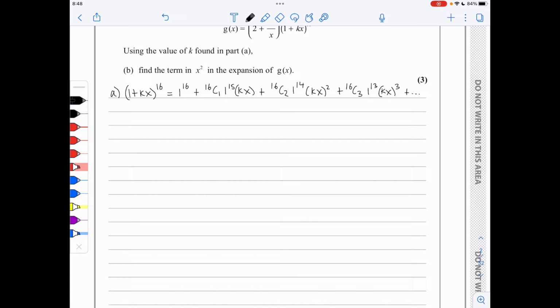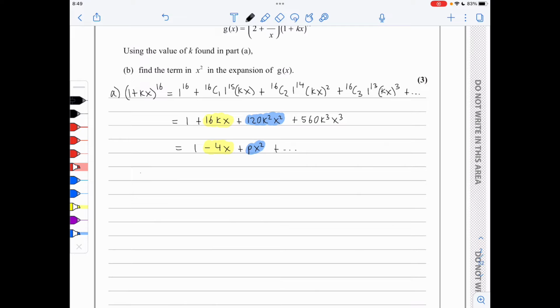And then I will simplify this to give me 1 + 16kx + 120k²x² + 560k³x³. And we have been told that this is 1 - 4x + px² + dot dot dot. So I could equate the x term, so the 16kx with the -4x, and also the 120k²x² with the px².